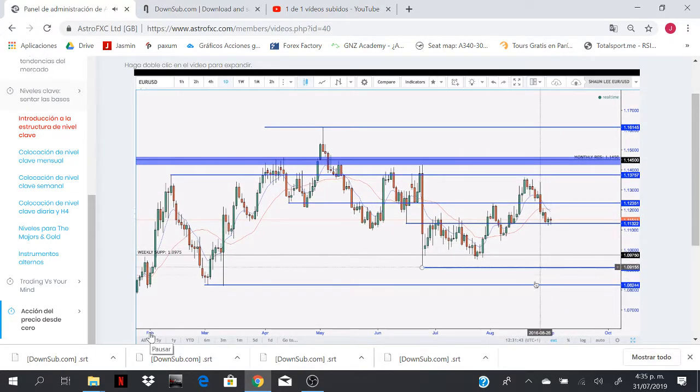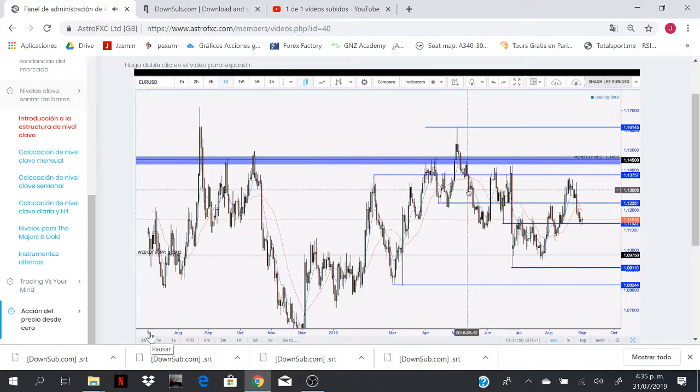The blue ones are the daily and the 4-hour. I've got the weekly over here. I've got the monthly ones going forward, people, which are going to be the ones with the highlighted zones. You'll understand all of this.